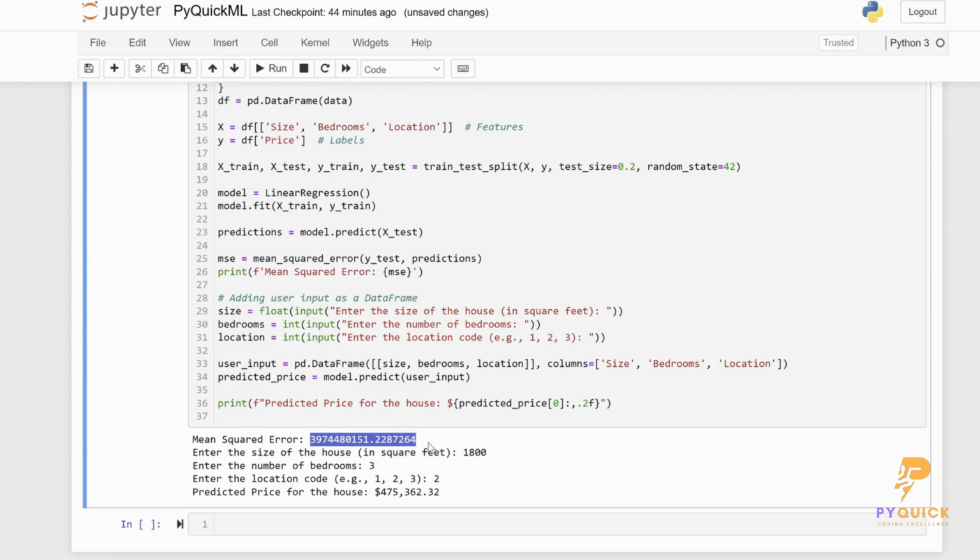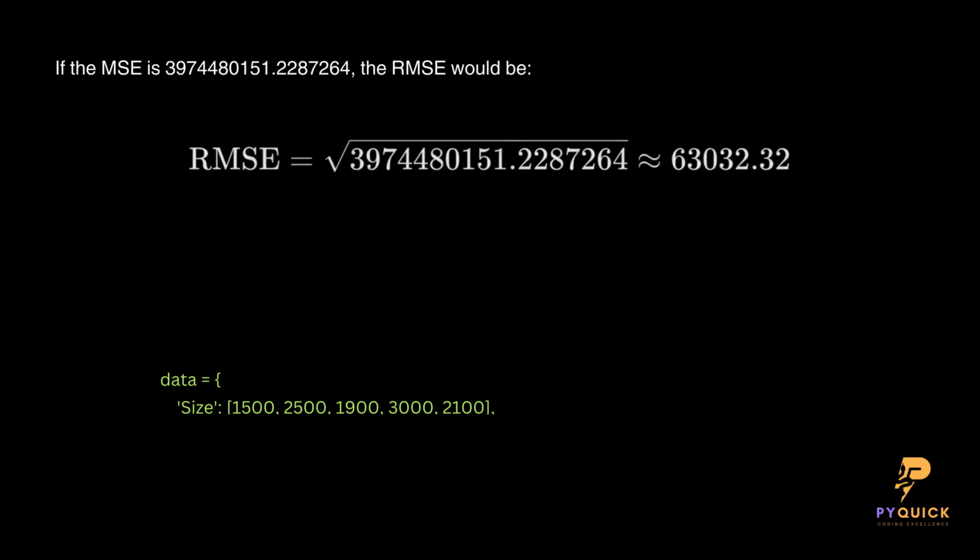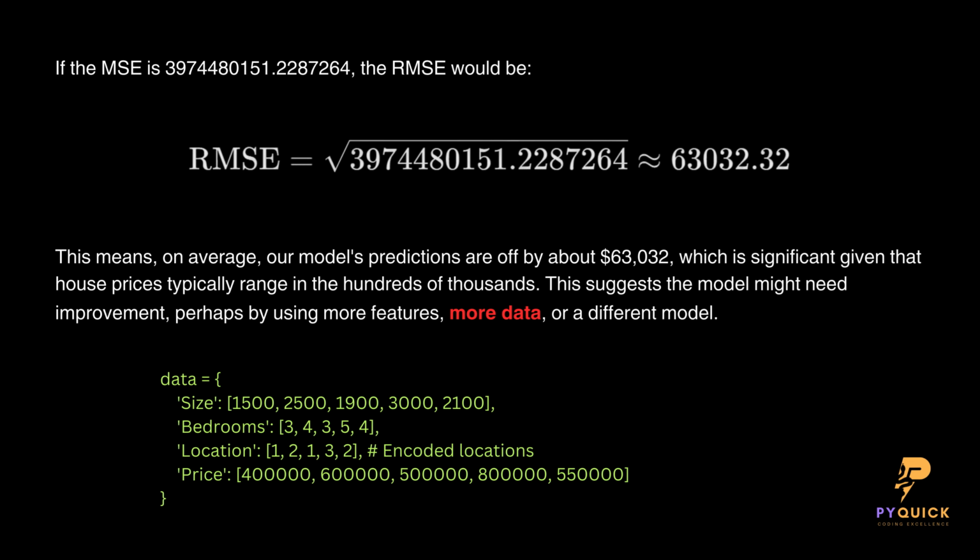However, if you look at our MSE, it shows a relatively large number. Now, if we were to square root it, we would get about $63,000. This means, on average, our model's predictions are off by about $63,032, which is significant given that house prices typically range in the hundreds of thousands. This suggests the model might need improvement, perhaps by using more features, more data, or a different model. This is true as we only have 5 different prices in our dataset.